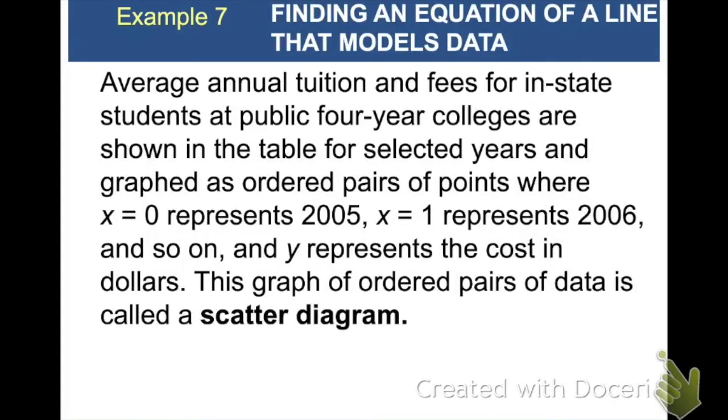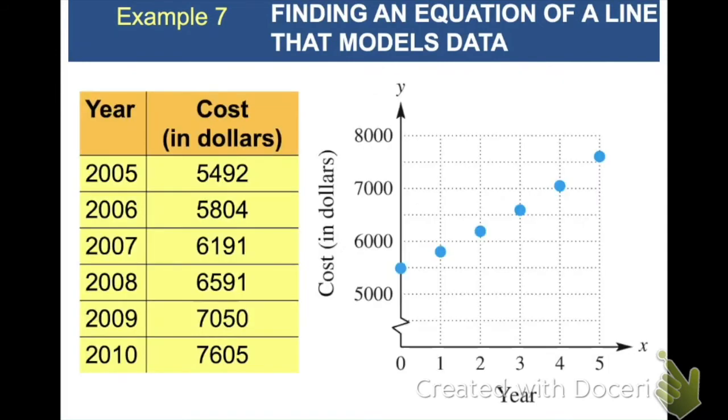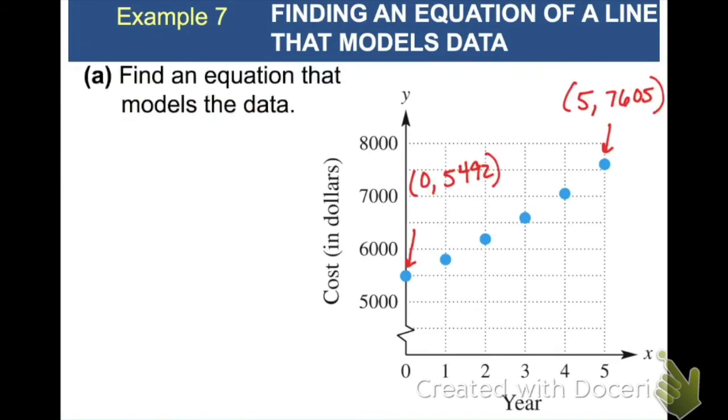Okay, last example. Pause the video, read that, and I'll show you a graph in just a second. Okay, so if you read that, it said that year 0 represented the year 2005, and the average cost of a college was $5,492. And then that means the 5 would represent 2010, where the average cost was $7,605. And our job is to find an equation that models that data.